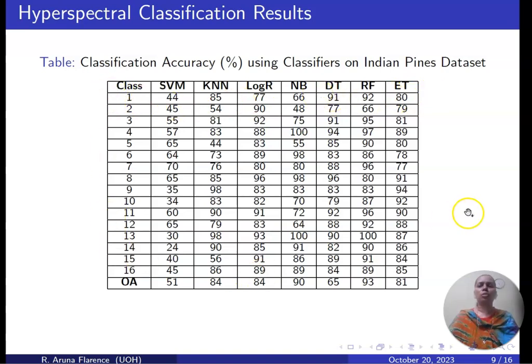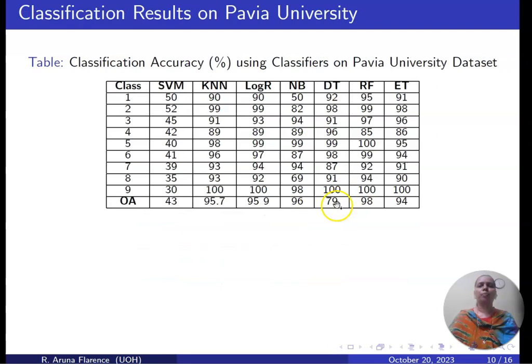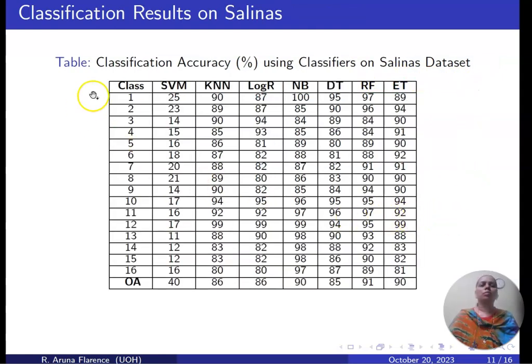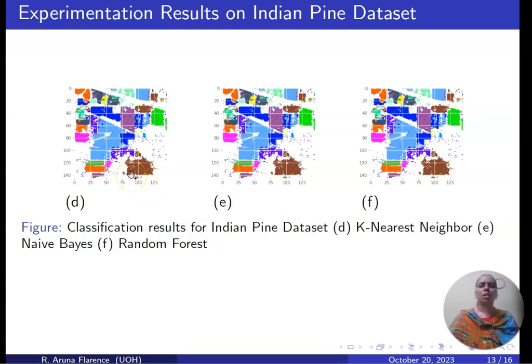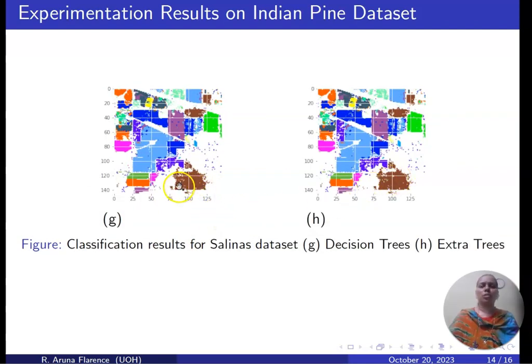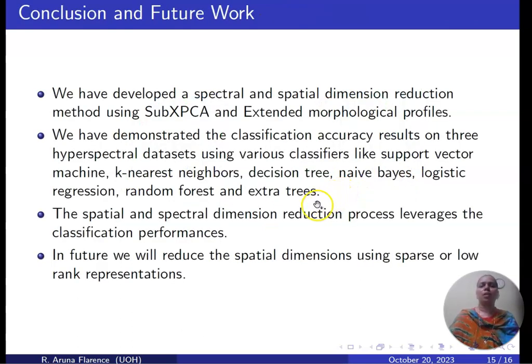This table shows the classification accuracy on the Indian Pines dataset. This table shows the classification accuracy on the Pavia University dataset. This table shows the classification accuracy on the Salinas dataset. And this is the ground truth of the Indian Pines image dataset after applying the SVM classifier, logistic regression classifier, k-nearest neighbor classifier, naive Bayes classifier, random forest classifier, decision trees, and the extra trees.